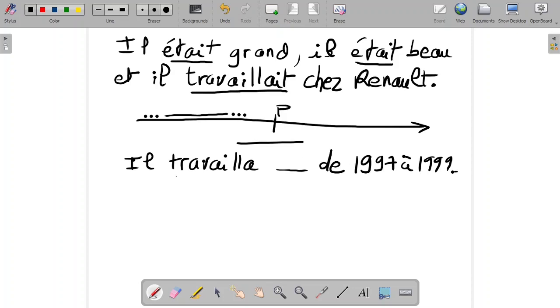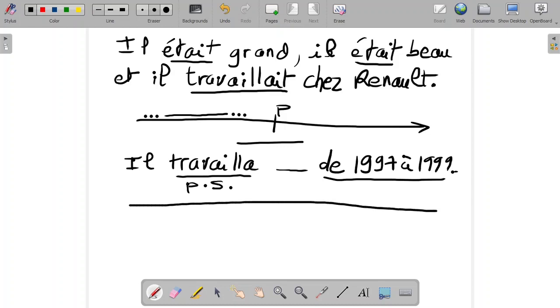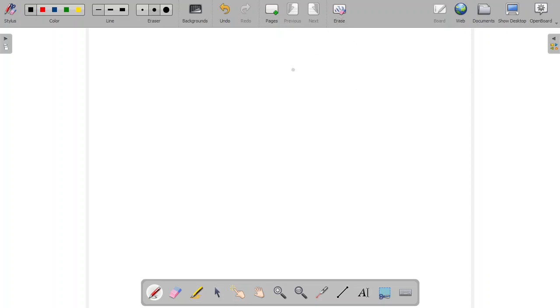So that's passé simple, and we establish that we have to use the passé simple because there is a beginning and an end. So if you look at the timeline, instead of being fuzzy, it's very clear. Okay, so that's 1997 and that's 1999. But, and I'm going to change, but you can also say just il travailla chez Renault.